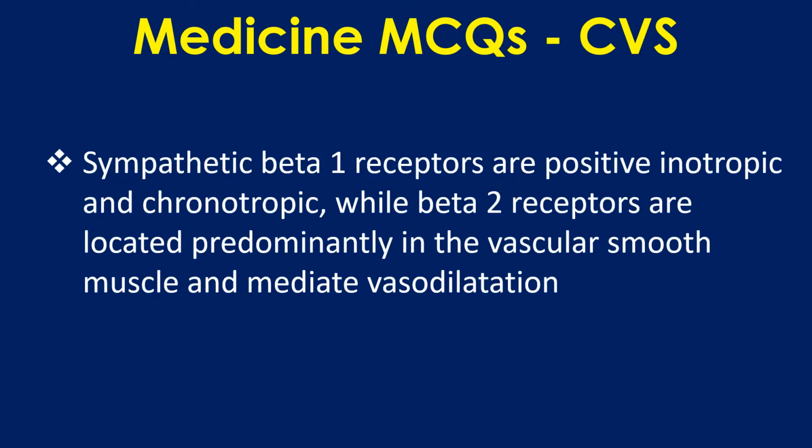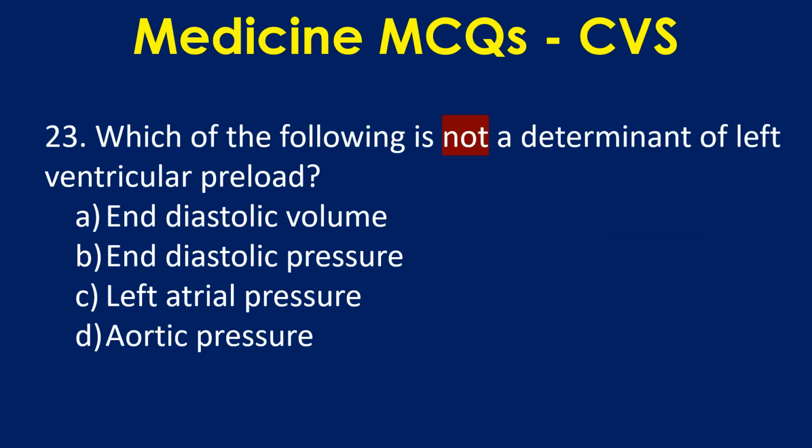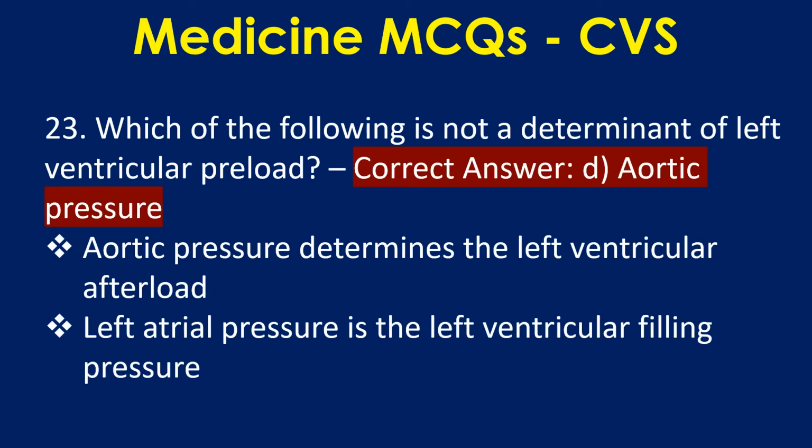Sympathetic beta 1 receptors are positive inotropic and chronotropic, while beta 2 receptors are located predominantly in the vascular smooth muscle and mediate vasodilatation. Which of the following is not a determinant of left ventricular preload? A. End diastolic volume, B. End diastolic pressure, C. Left atrial pressure, D. Aortic pressure. Correct answer D.